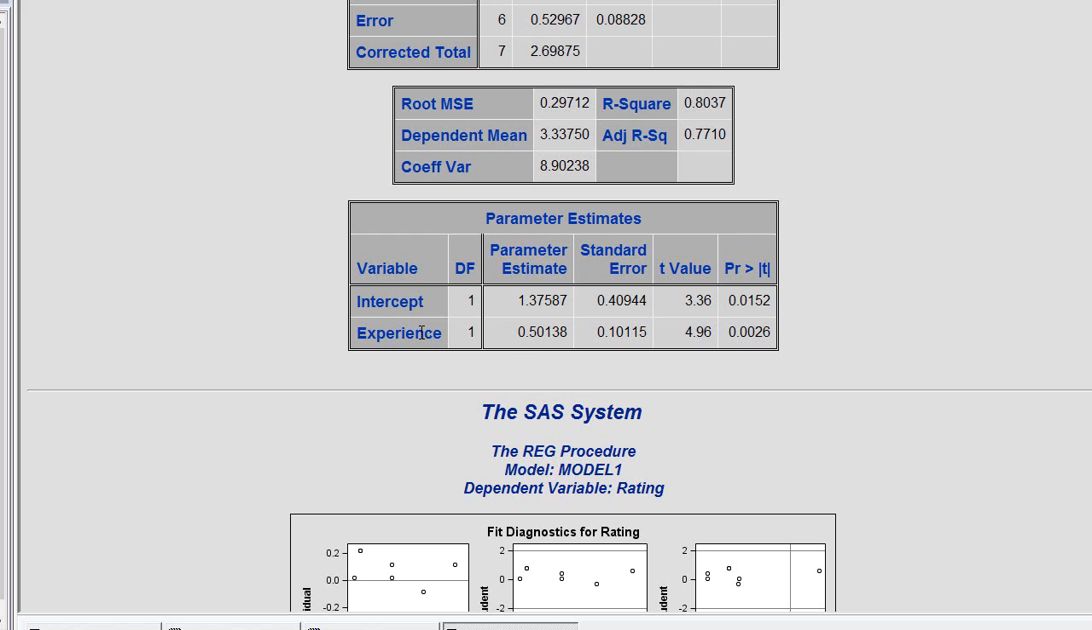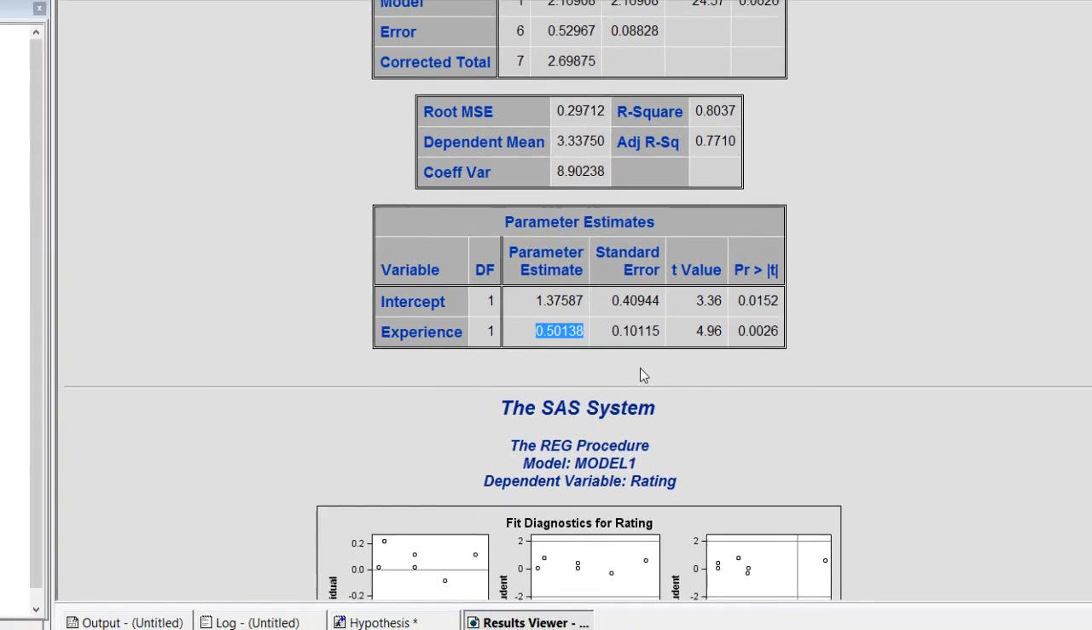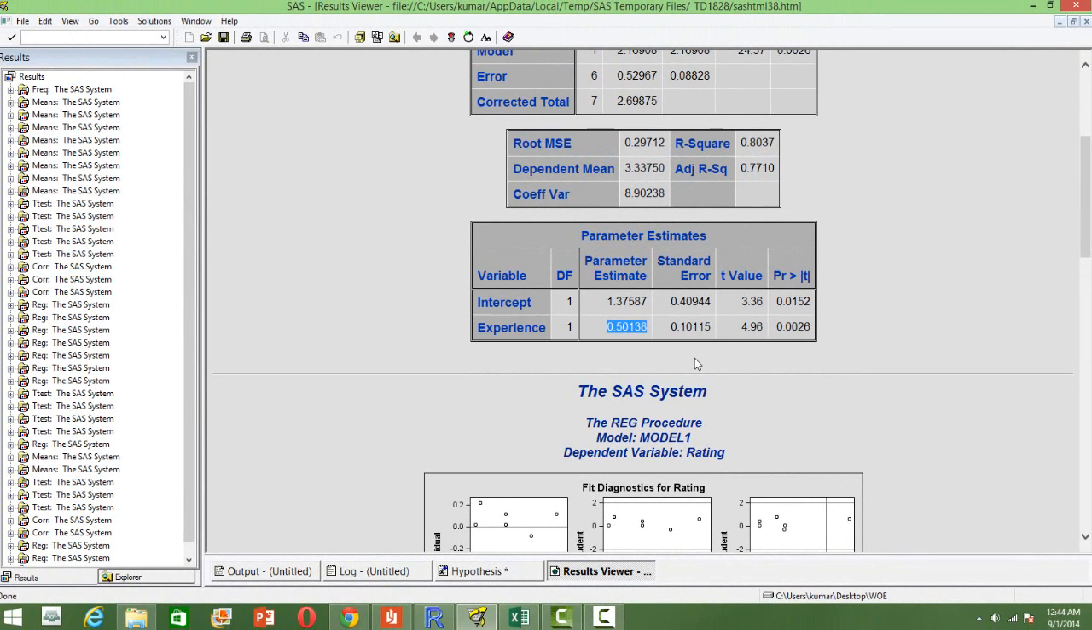Why is it directly related? Because the coefficient is positive, right? The coefficient is positive, so an increase in experience increases the performance level. The slope coefficient for experience is positive. That's why we see that there is a direct, or positive, relationship between experience and performance rating. Now, our question was, an extra year of experience increases your performance rating by how much? An extra year of experience of an employee increases the performance rating by 0.501.